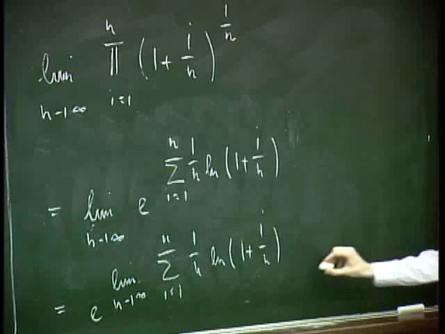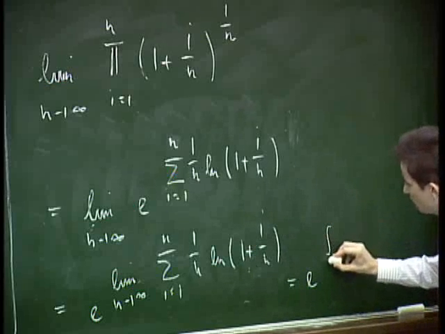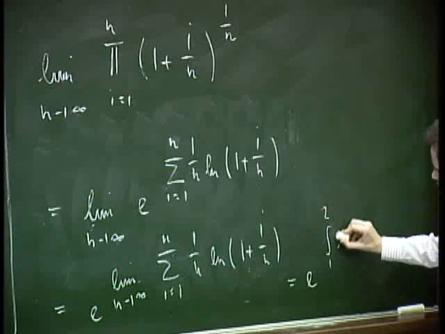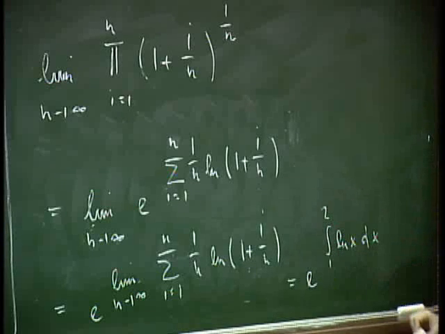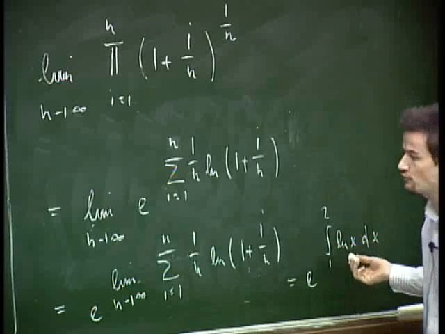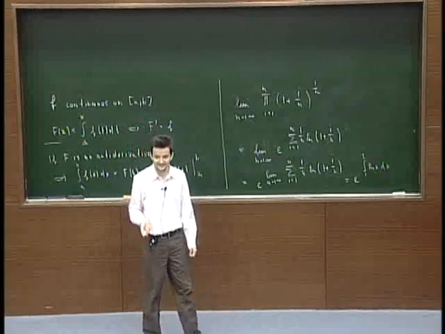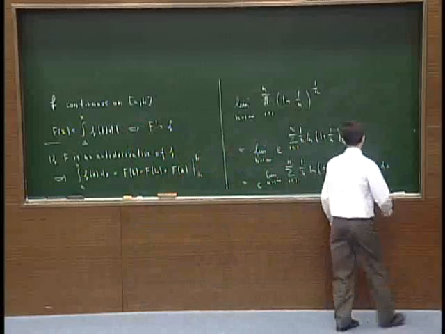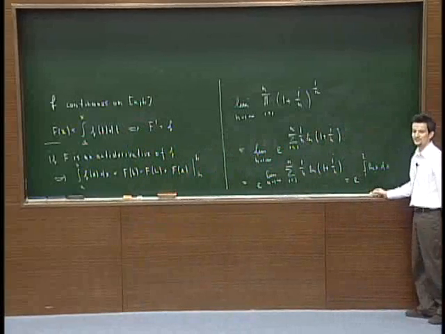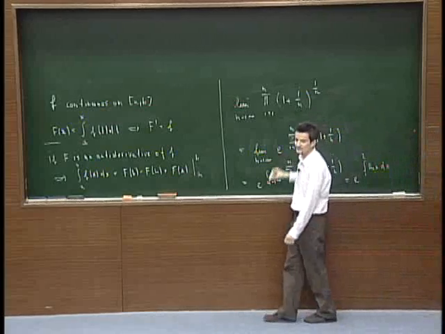Okay, and you see that you can rewrite this now as e to the, and you recognize this is the Riemann sum. This is the integral from 1 to 2 of ln x dx. And for ln x, we know an antiderivative: x times ln x minus x. So you can use this in order to compute this integral, and that's it. So you see, you can also compute such limits.